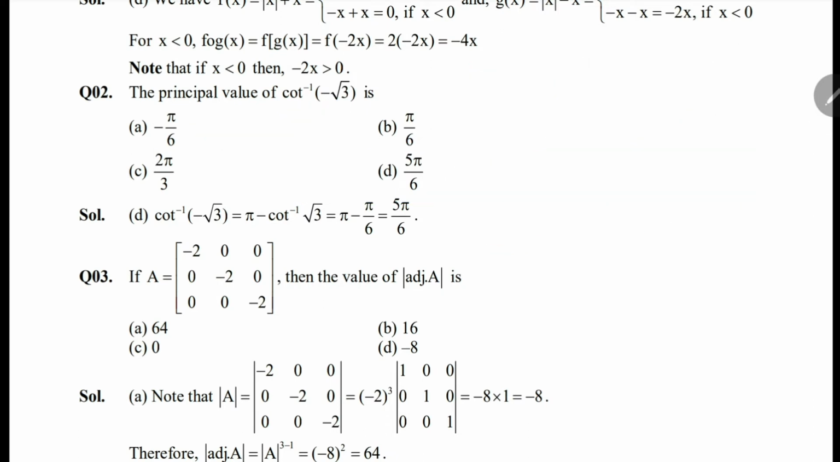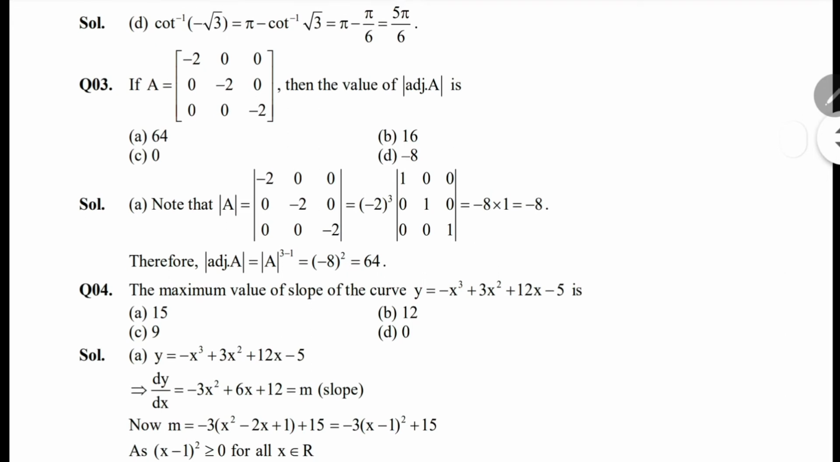Now moving to question number 3. We have been given a matrix A and we have to obtain the determinant of the adjoint of this matrix. So basically we will be utilizing this fact that the determinant of adjoint of A can be written like this, where 3 indicates the order of this matrix. So it is this way.